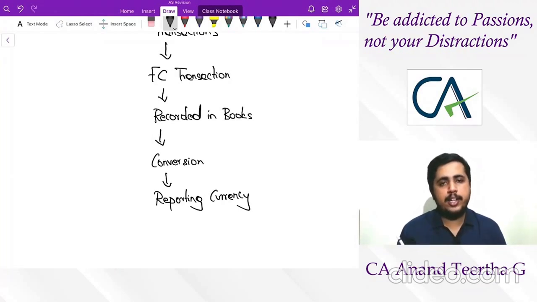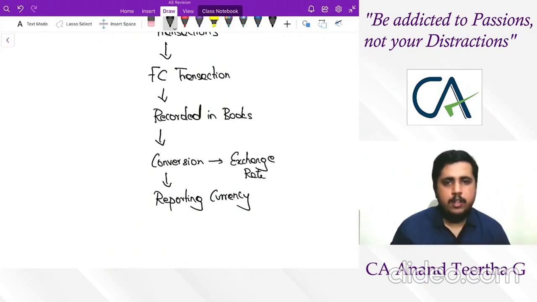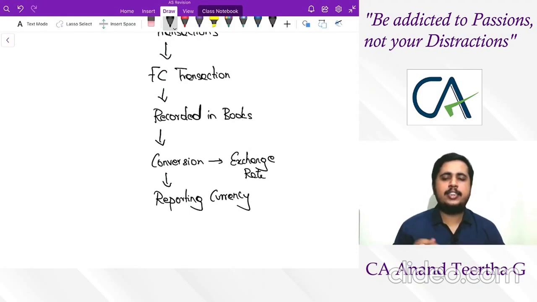Now, this you need to convert. How do you convert it? For conversion, consider the exchange rate. Now, what do you mean by exchange rate? Exchange rates are those rates which are utilized to convert one currency to the other. So basically, if I want to purchase $1, say I may have to pay 70 rupees. That is the exchange rate. So $1 is equal to rupees 70 is the exchange rate.